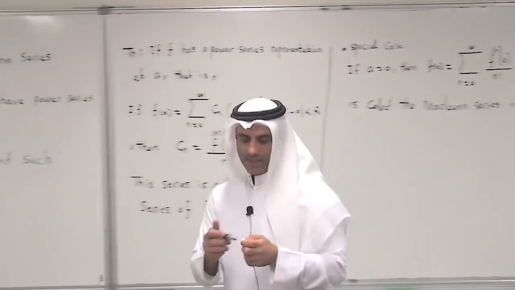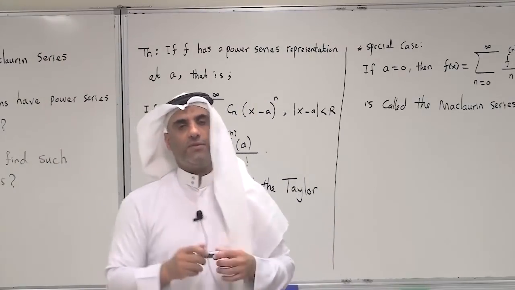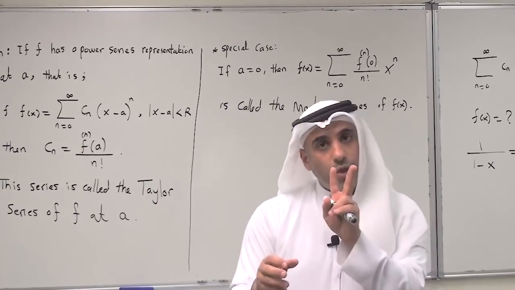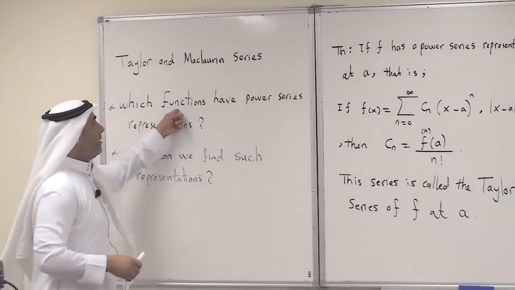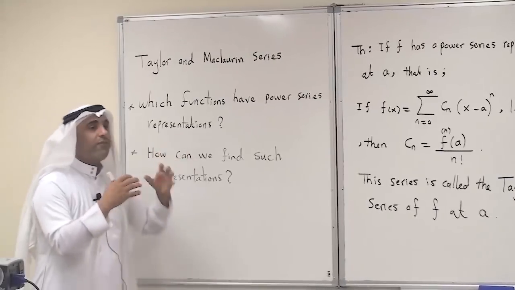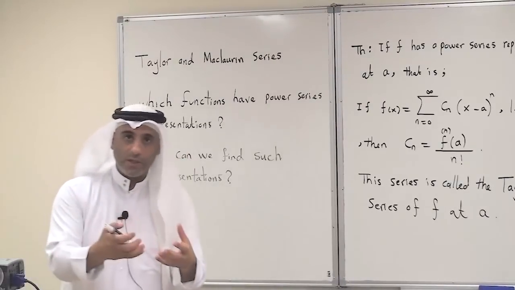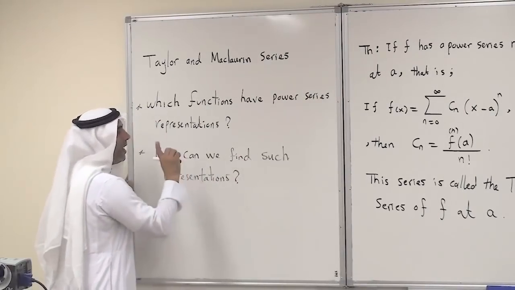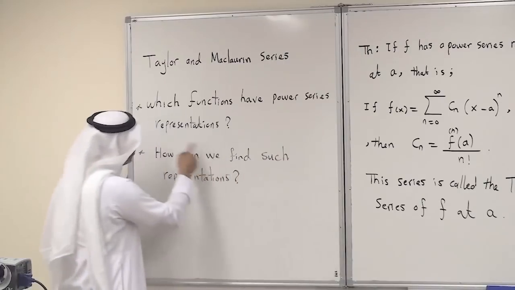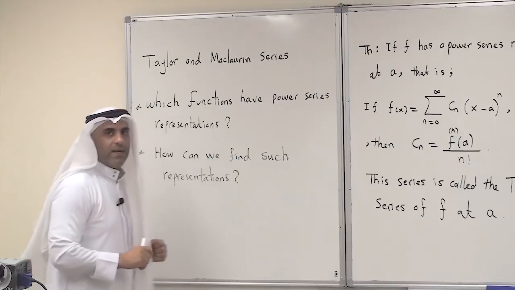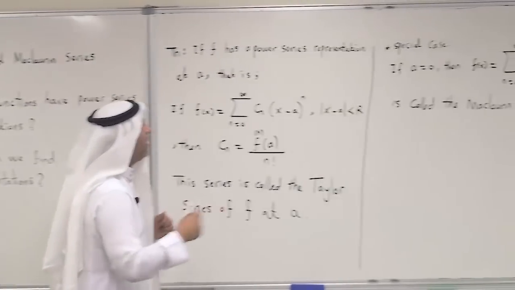The next question is, if we are given any function f of x, how to represent it as a power series? We have actually two interesting problems. The first one is, which functions have power series representation? So what kind of functions are qualified to have power series representation? That's the first. Second one, how can we find such a representation? We will concentrate on the second one, how to represent a function in terms of a power series if it has a power series. And this is what we call Taylor and Maclaurin series.